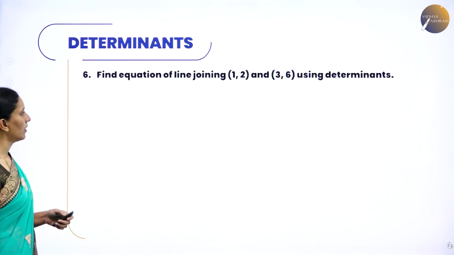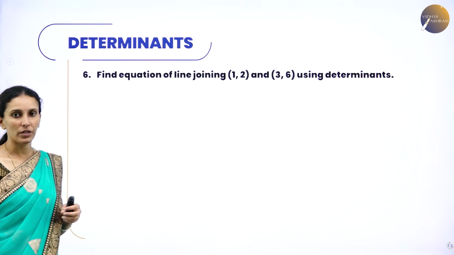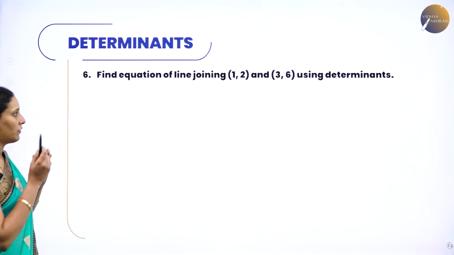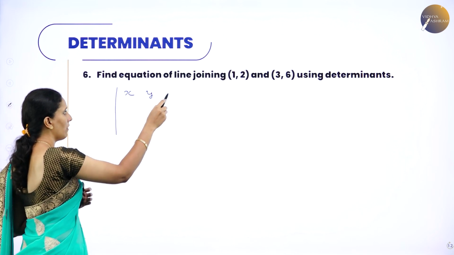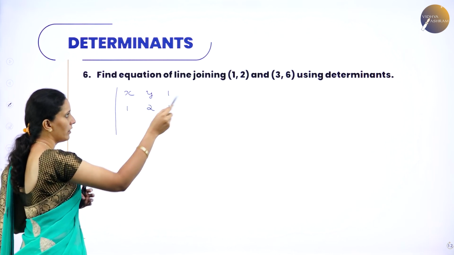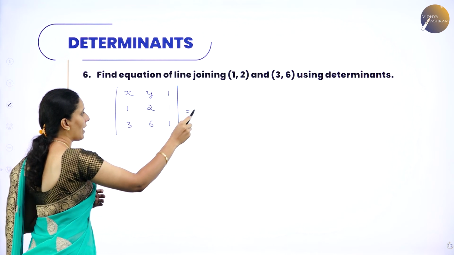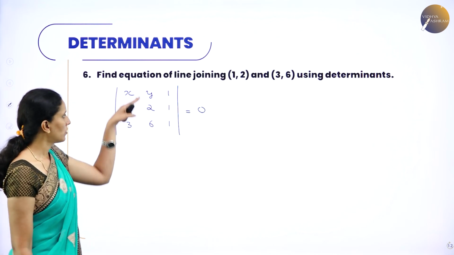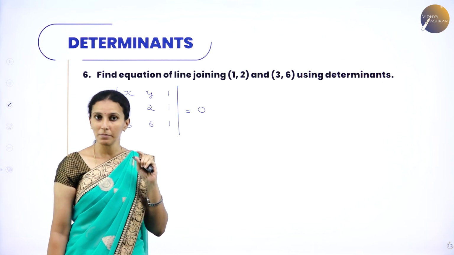Next. Find the equation of the line joining (1, 2) and (3, 6) using the determinant. I already told you the formula which we use to find the equation: the determinant x y 1, x1 y1 1 that is 1 2 1, x2 y2 1 that is 3 6 1, and we take the value as 0, since the 3 points are on the same straight line, the value of the determinant becomes 0.